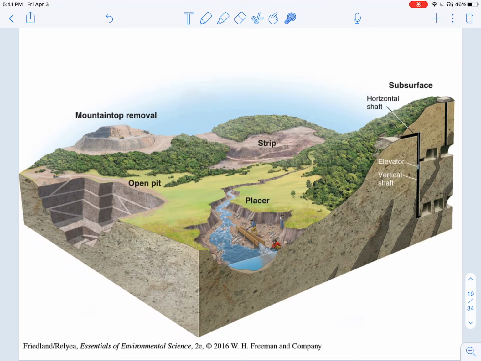And then placer. This is where you would see people panning for gold, or also using different mechanisms for taking sediments out of riverbeds. This style is typically used to find gold, although there's plenty of open pit mines for gold as well. Gold in this case is very heavy and it settles out to the bottom of the water. So let's talk about these a little bit more.